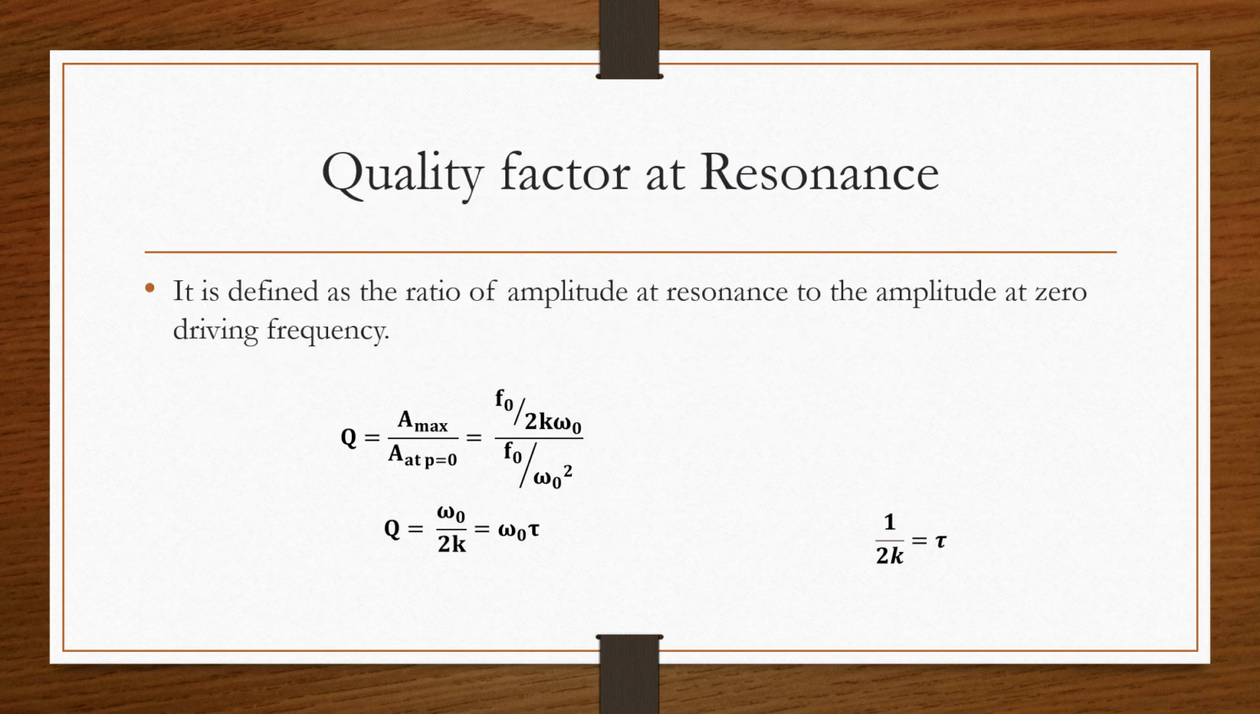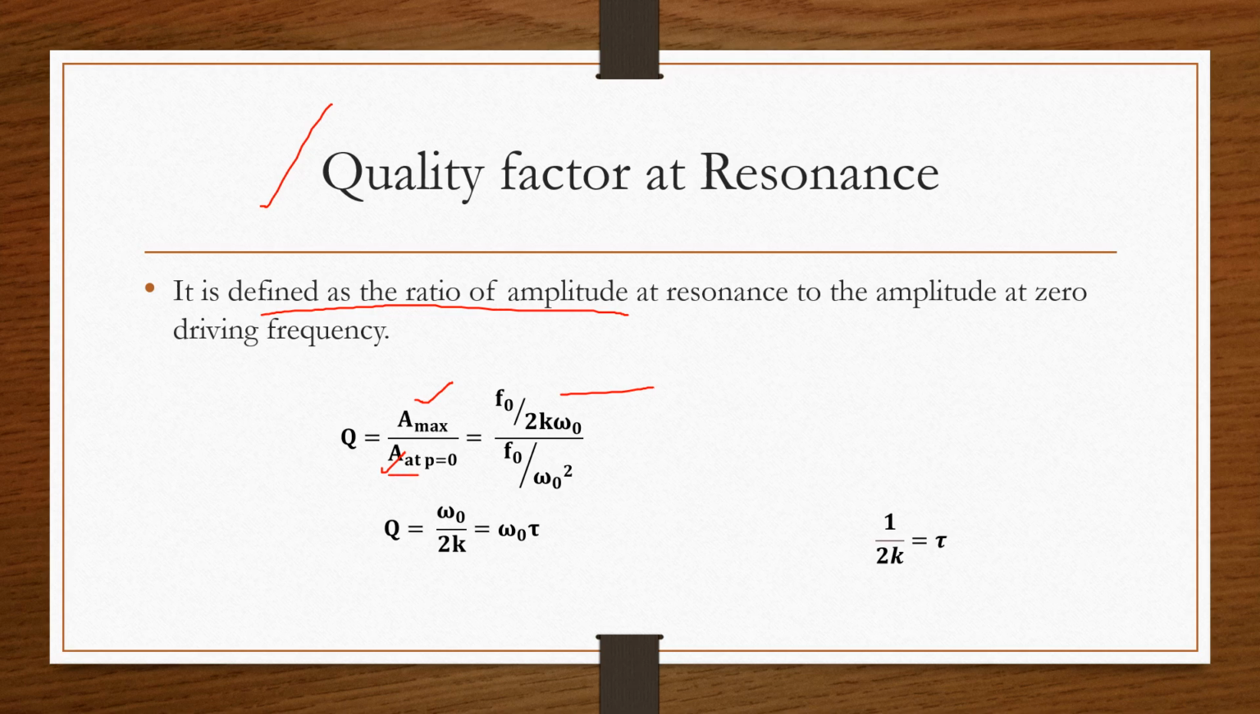Now next is quality factor at resonance. It is defined as the ratio of amplitude at resonance to the amplitude at zero driving frequency. This expression you have seen earlier. When damping is very low, you will get A max equal to F0 by 2k omega 0.